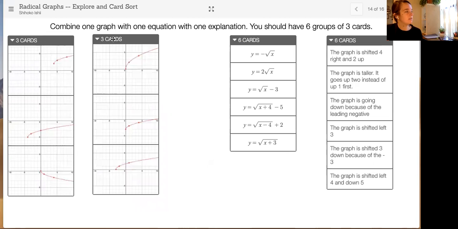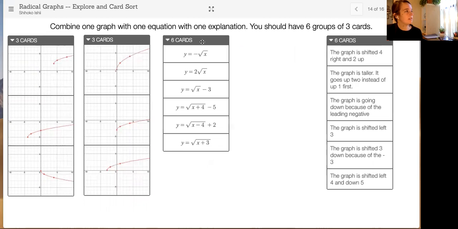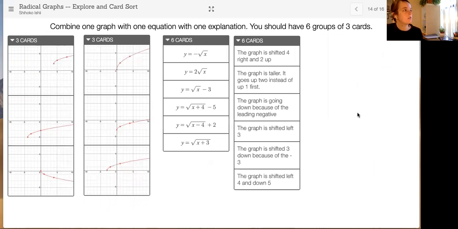You guys have done this before, but this would be my recommendation for getting started. Then you can decide how you want to do them here. You should have 6 groups of 3 cards each, right? So, 6 groups of 3 cards each.